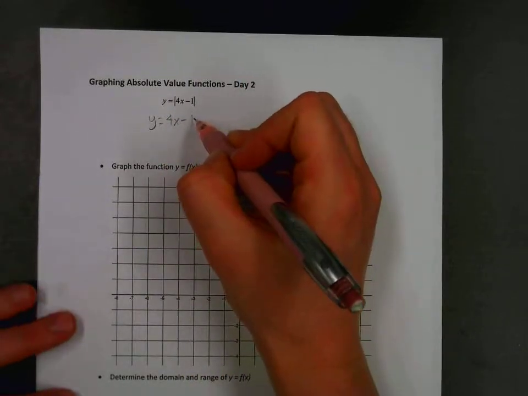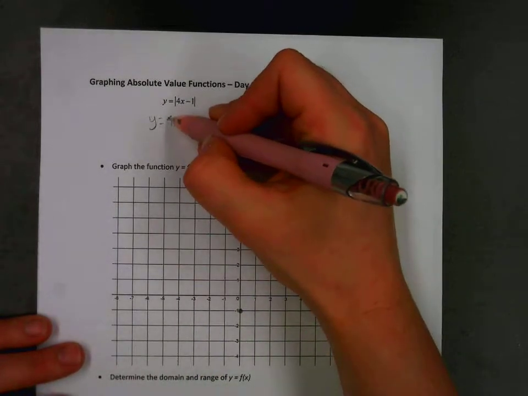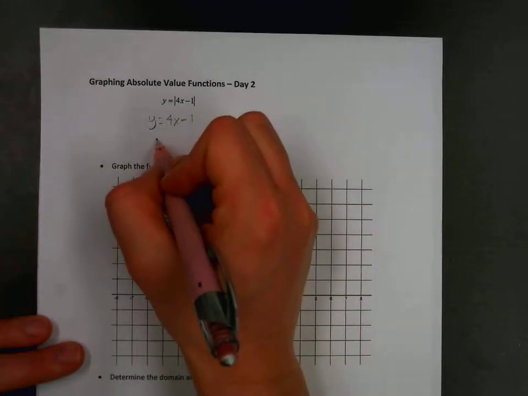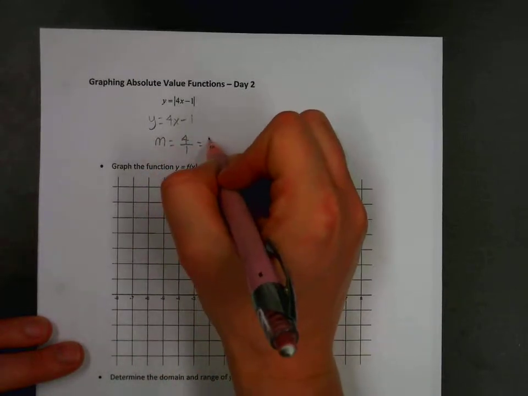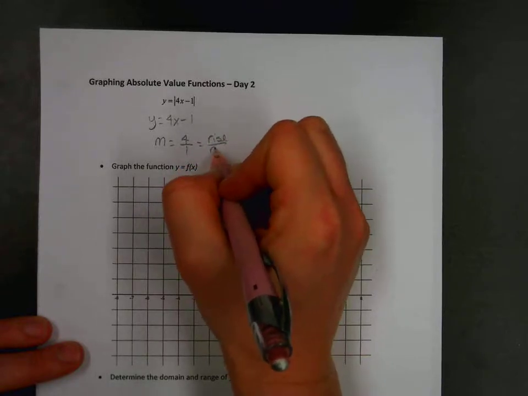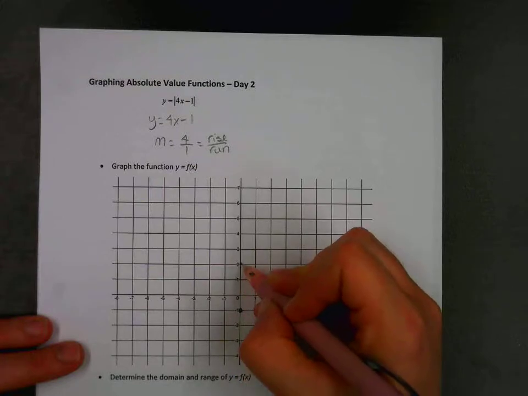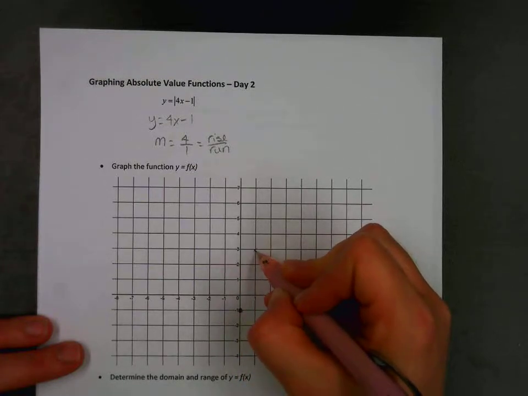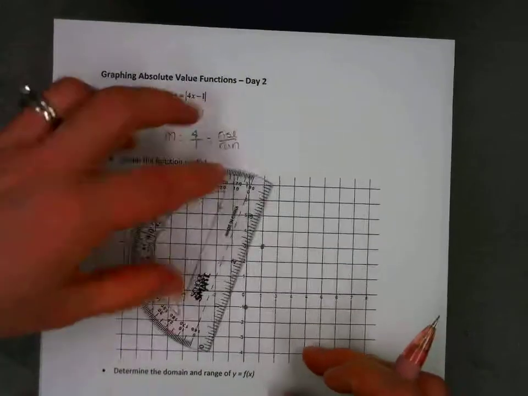My y-intercept is at -1, so I'm going to plot a point at -1. I am then going to use my slope to get another point on my graph, and my slope would be 4 over 1, which is technically thinking rise over run. I'm going to rise up 4, 1, 2, 3, 4, and go to the right 1. And now I have a second point on my graph.